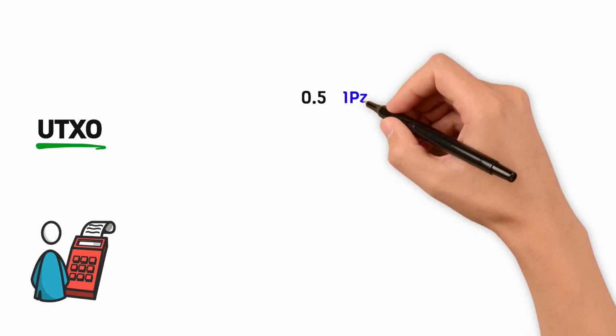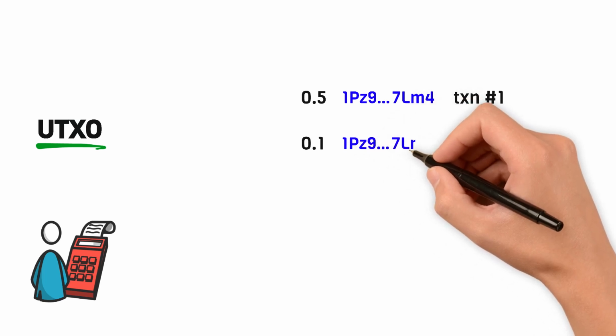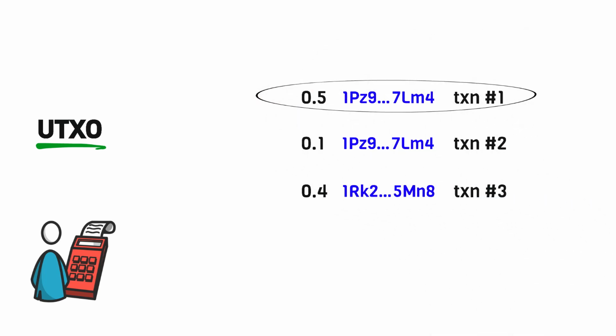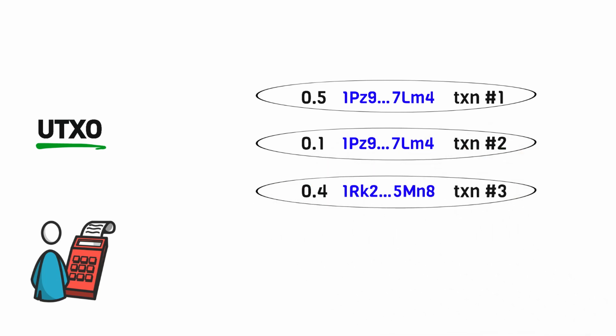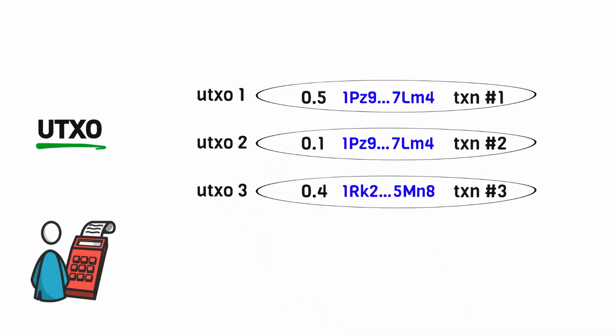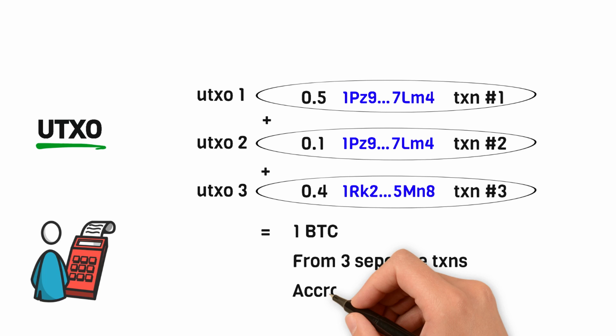So if you receive 0.5 Bitcoin at address 1PZ9 in your first transaction, 0.1 at the same address in your second transaction, and 0.4 at address 1RK2 in your third transaction, that means you have 3 UTXOs available for you to spend. And your wallet balance is just the sum of all the UTXOs that are associated with your wallet. So there's no big balance stored anywhere. Your balance is simply UTXO1 plus UTXO2 plus UTXO3 and so on.